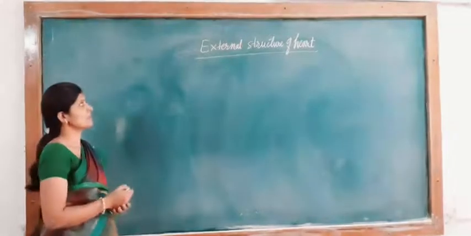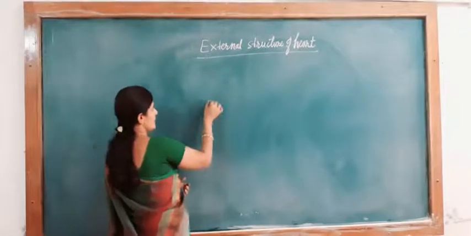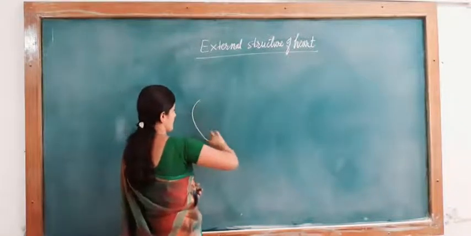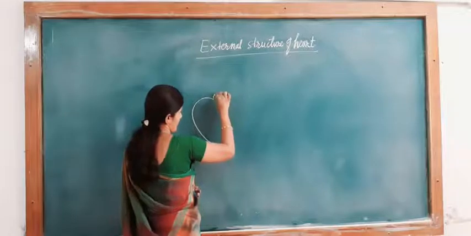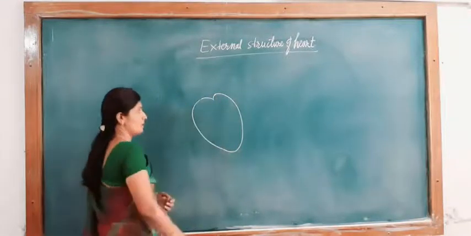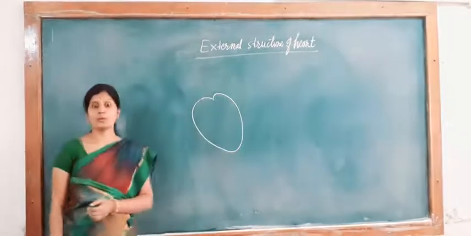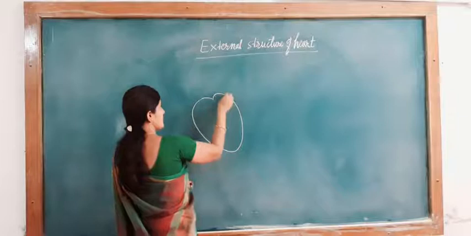Today's topic is the external structure of the heart. The human heart is conical in shape. This is the upper end and this is the lower end. You will find two main grooves here. The human heart has four chambers.